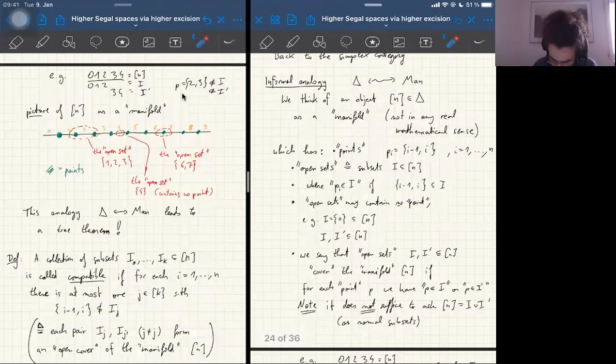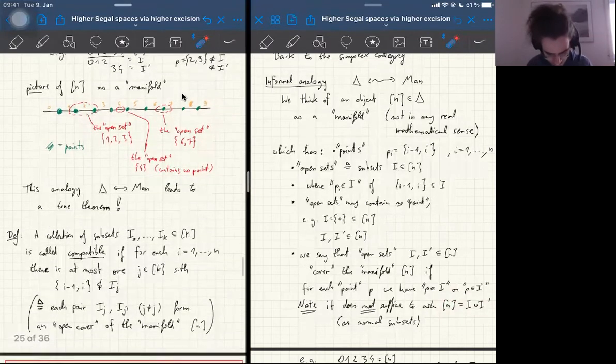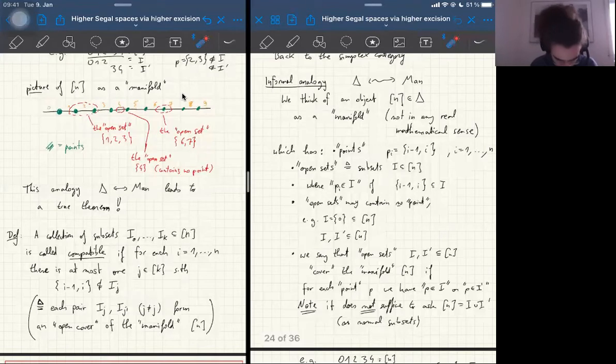And now we say that two open subsets cover my manifold if every point lies either in one or the other. But note that this is stronger than saying that their union as subsets is equal to n. Okay, so this is not a real manifold in any sense, but if we take this analogy seriously, we can actually learn something about the simplex category.